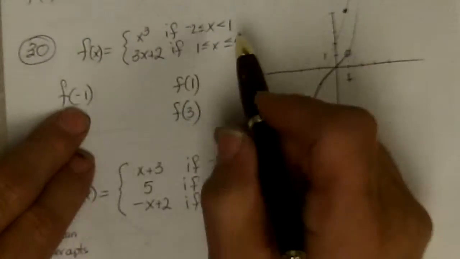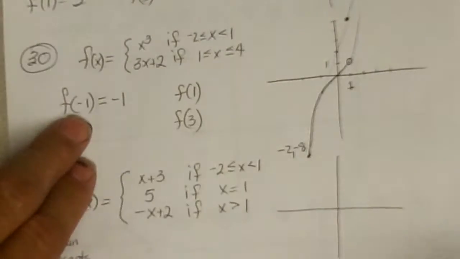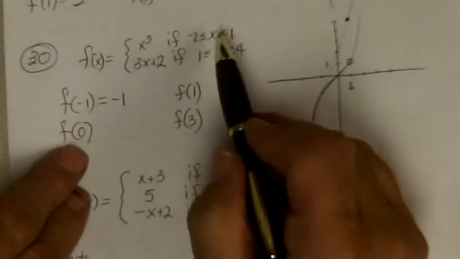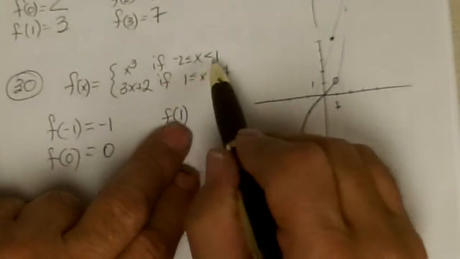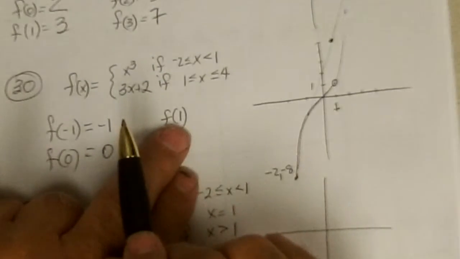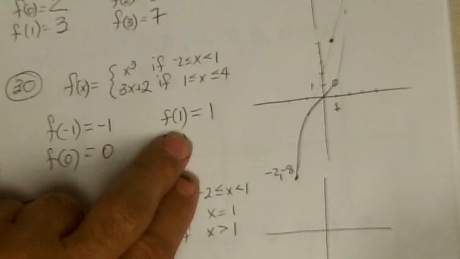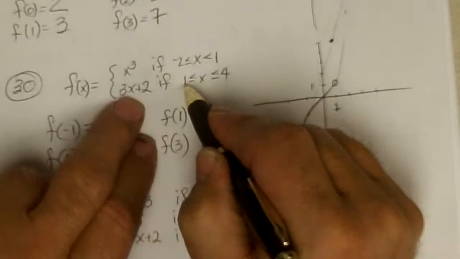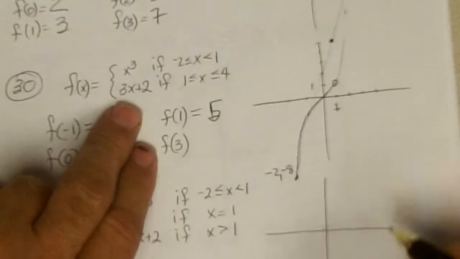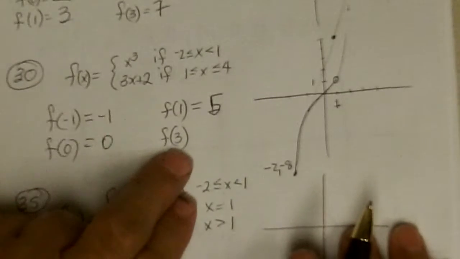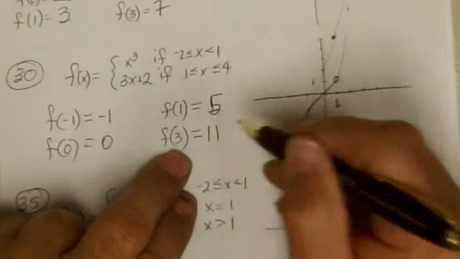Alright, f of negative 1. Negative 1 is between there. Negative 1 cubed is negative 1. Negative 1 times negative 1 times negative 1. F of 0. 0 is between there. 0 cubed is 0. 1. 1 is between there. So I put in 1 in there and I get, oh, it's not there. It's here. 1 is in here. 3 times 1 is 3, plus 2 is 5. Almost made a mistake. Hope you don't make that mistake on the test. And 3. 3 is between these, so 3 times 3 is 9, plus 2 is 11.